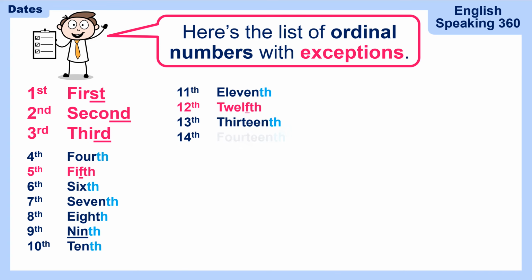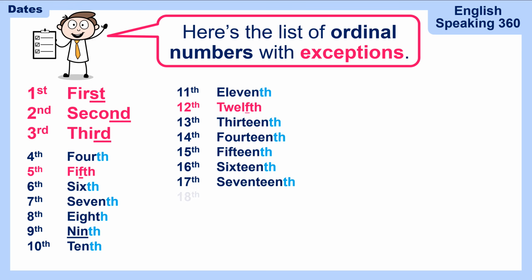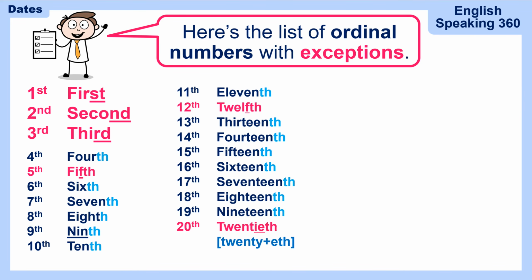13th, 14th, 15th, 16th, 17th, 18th, 19th, and watch out here because we hit our next exception. This one is hard. What would you say? Do you say twentyth? We cannot say twentyth, so we say twentieth. 20 plus ETH, but also the Y changes for an I. Twentieth, but you can also say twentieth. Twentieth is a lot easier to say.